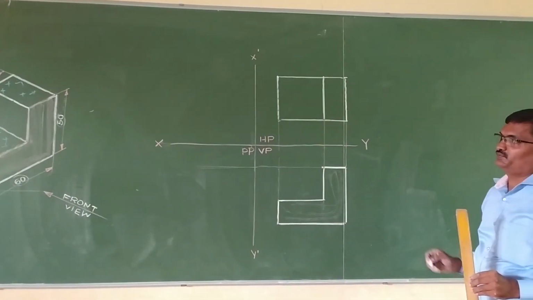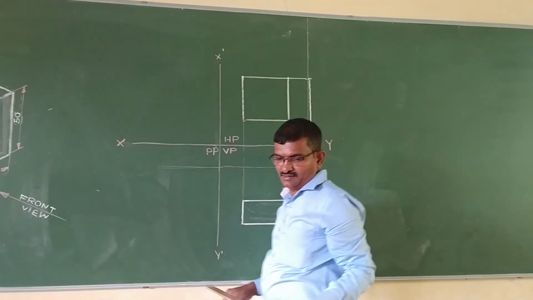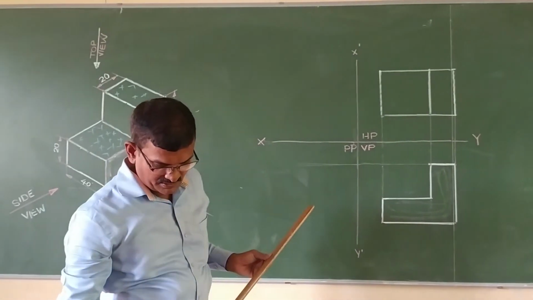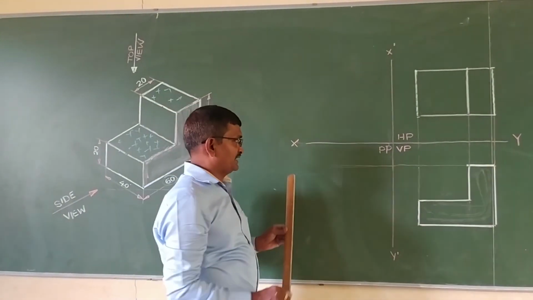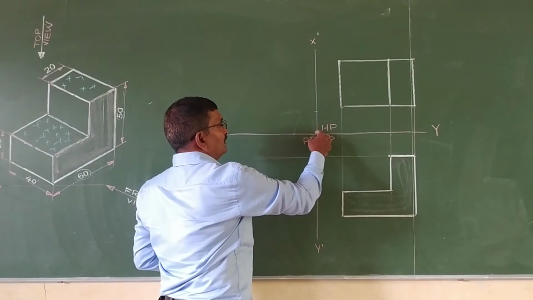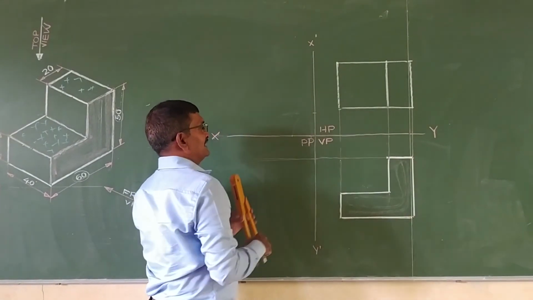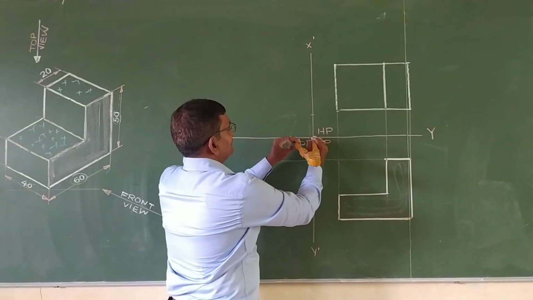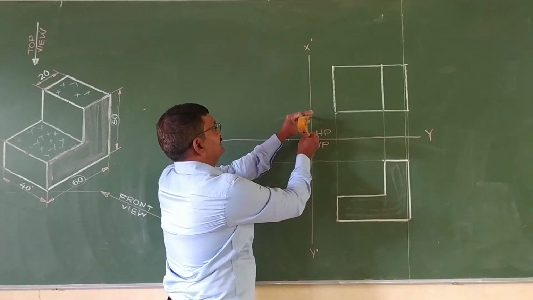This is the top two surfaces. And draw another view, the side view. Now we have to draw a 45-degree line here. Let me say how to draw a 45-degree line.